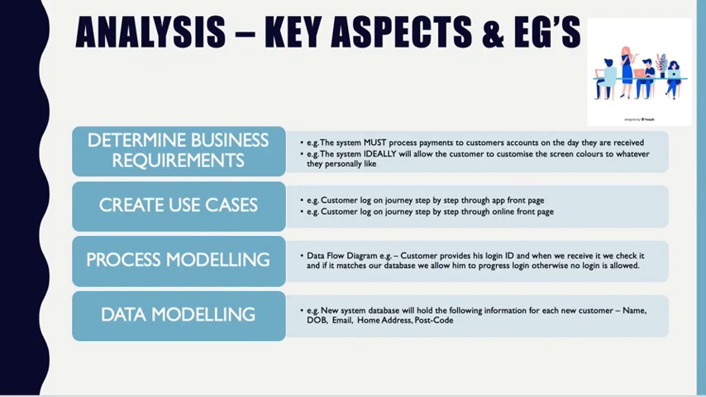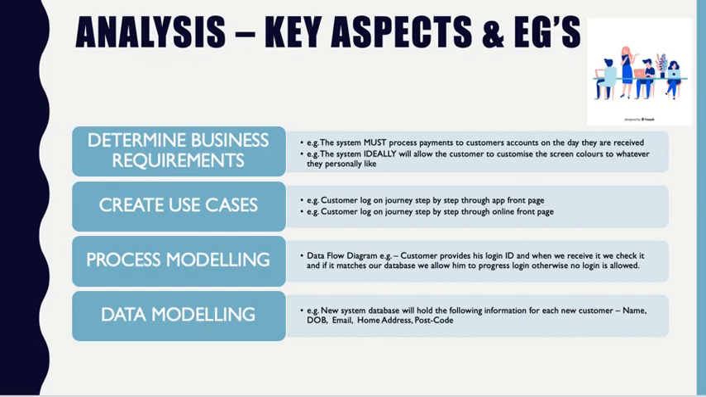So what do we mean by a data flow diagram? A customer provides his login ID, and when we receive it, we use it to check against our database. If it matches what's in our database, we allow the customer to progress the login. Otherwise, no login is allowed. So really, it's the process that his login goes through, the different processes that it hits, some it goes through, some it fails against. So that's what process modelling is.